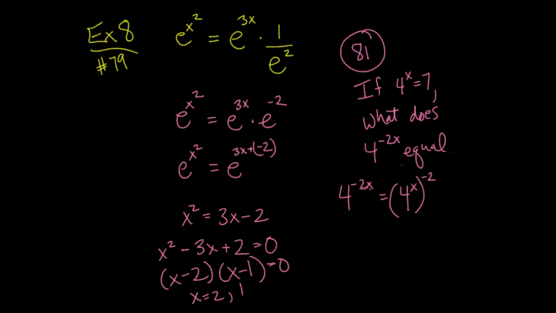So since it's given that 4 to the x is equal to 7, I'm going to substitute it in. So sub 7 in for 4 to the x. So that means that that's equal to 7 to the negative 2, which is equal to 1 over 7 squared, which is equal to 1/49.